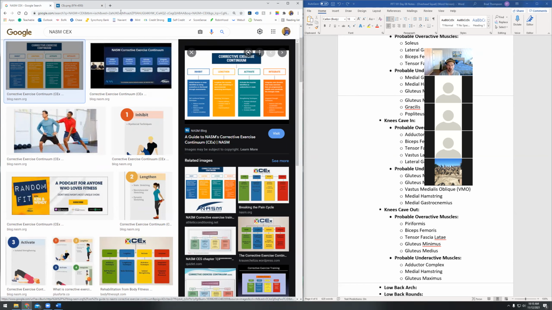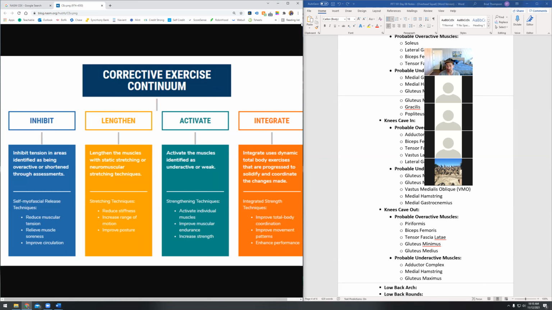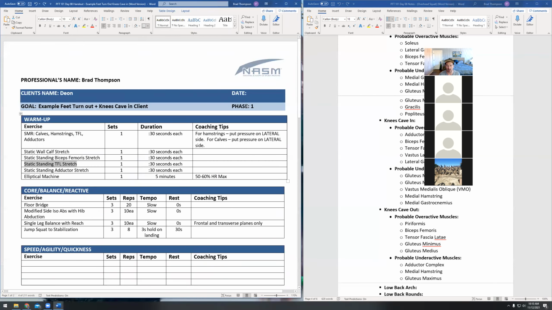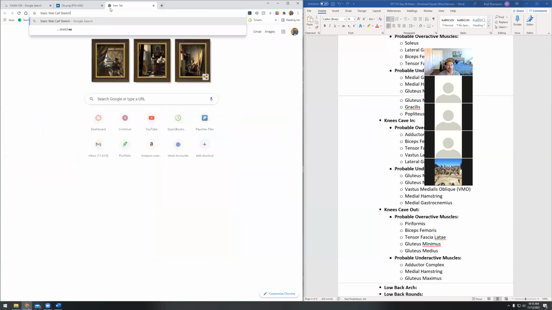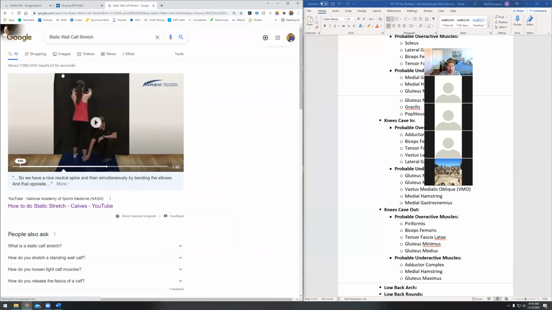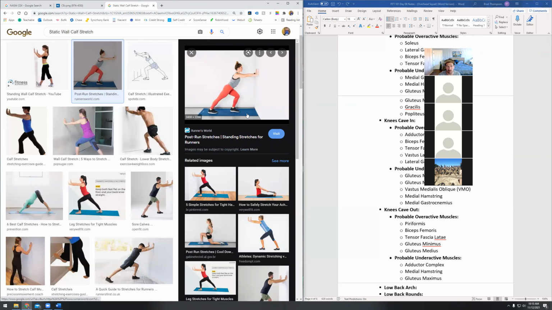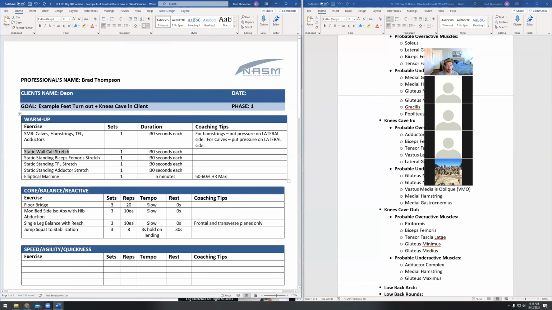We're going to stretch out afterwards and lengthen any of those muscles. So because my client is in the stabilization phase, level 1, I'm going to do static stretches in particular here. So I'm going to do a static wall calf stretch, which is more commonly referred to as the runner's stretch. But that's this one right here, right? Now I would make sure that I'm paying special attention. I'd put that in the coaching tips probably.